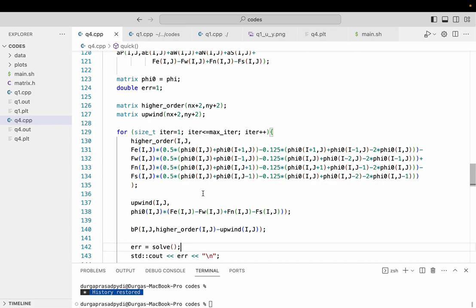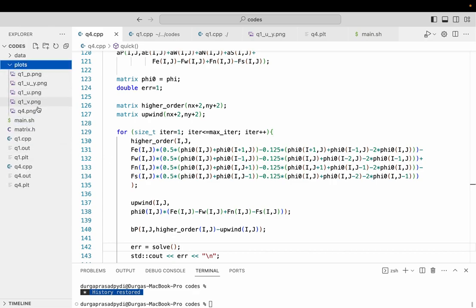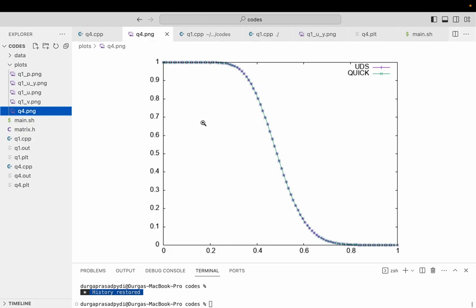Okay, I can show you the result I got. Both QUICK and UDS, we have seen, should ideally give a straight line, something like this, but then the methods introduce some false diffusion. So even when D is 0, they tend to show you this diffusion behavior.